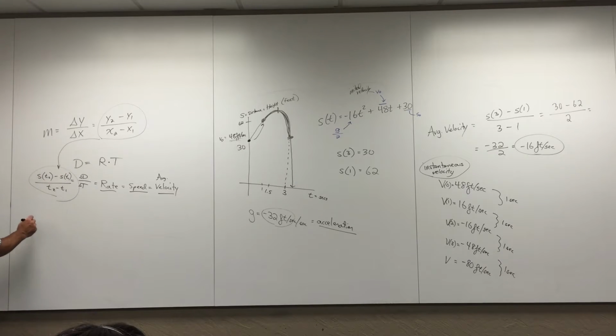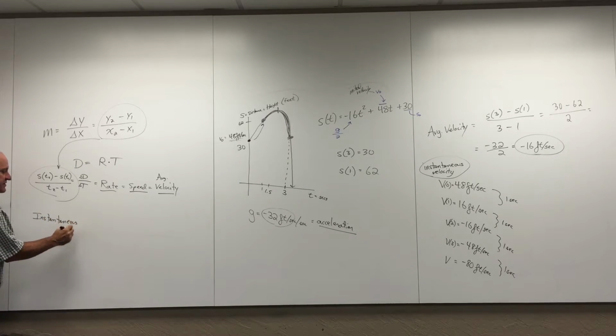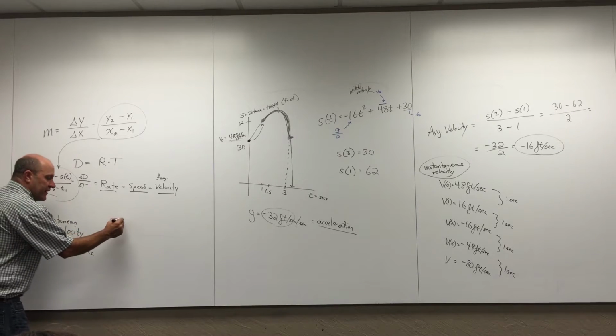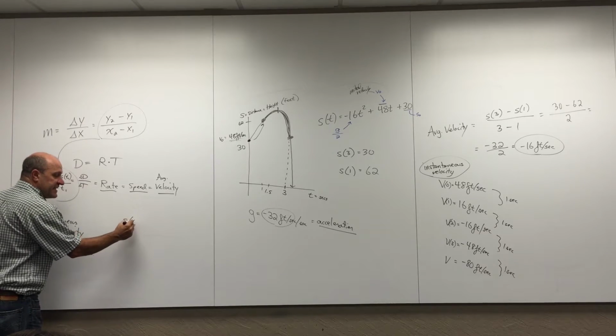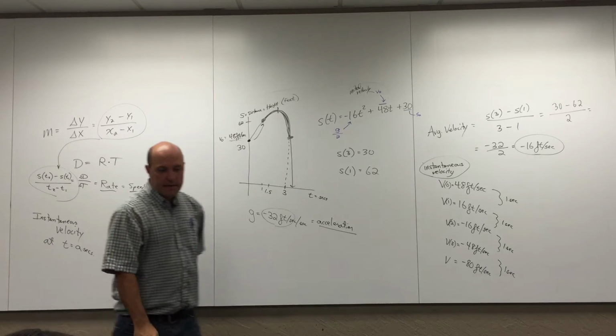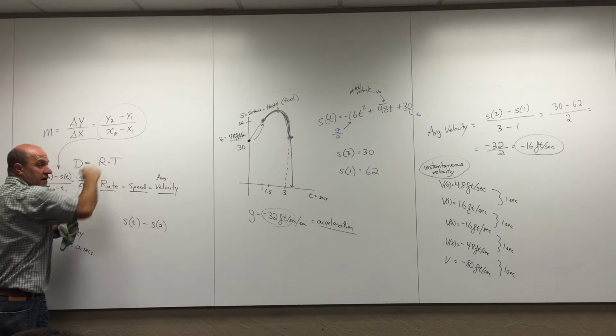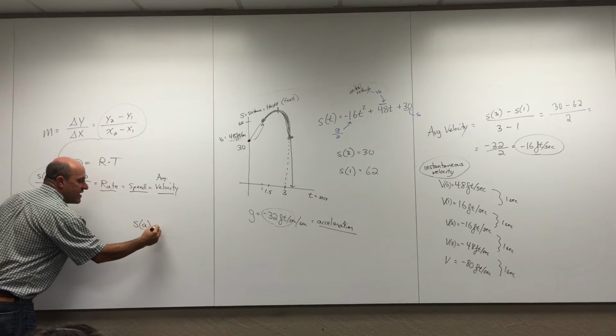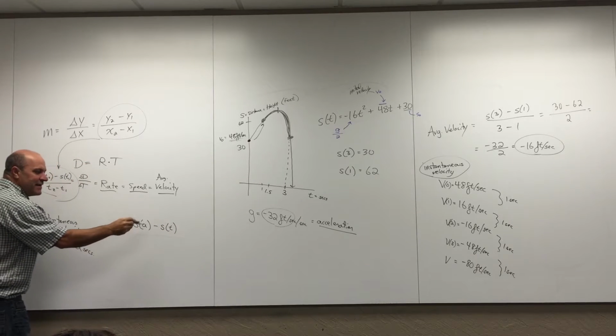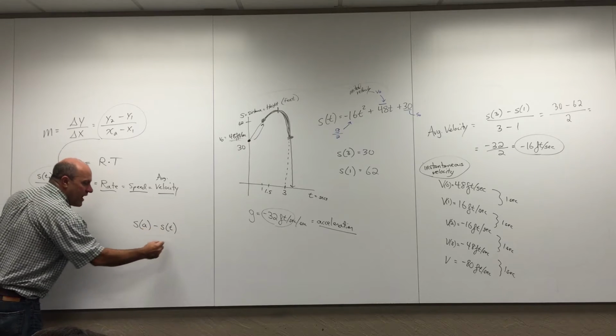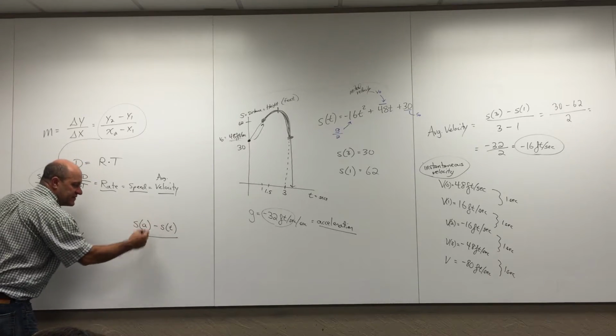If I want the instantaneous velocity at t equals a generic a seconds, here's what this book says to do. I find the average velocity from S of T to S of A. Your book actually swaps those. You can subtract in any order as long as you're consistent. I'm going to do what the book did: S of A minus S of T. This is a specific time, and this is just some roaming, generic time. And I want to find the average velocity between these two times.